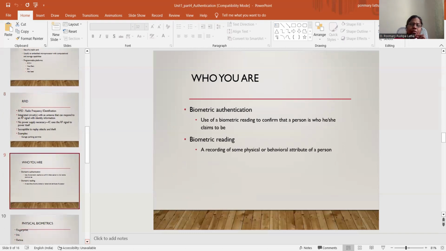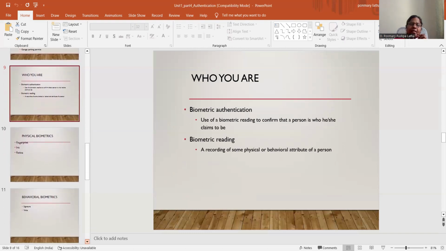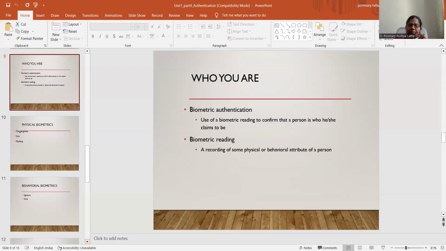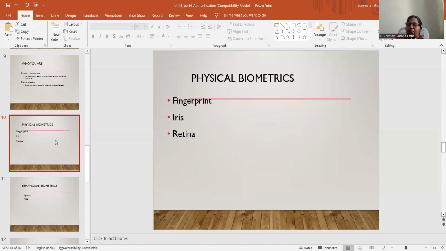Who you are: you can identify through various biometric authentication, and also you can use the behavioral attributes of a person. You can do either biometric authentication or biometric reading. In physical biometrics, you can use your fingerprint, iris, and retina for identification.